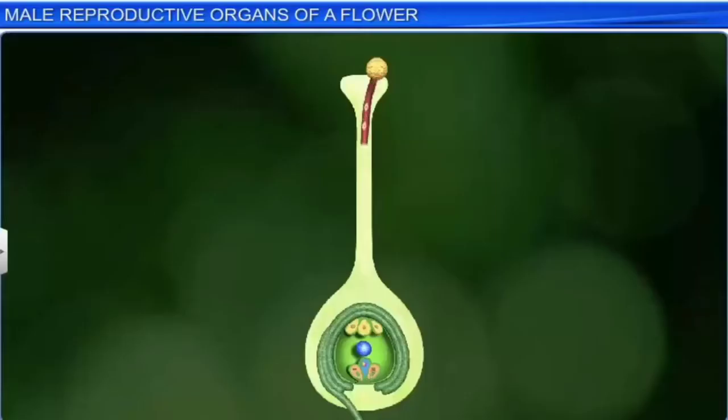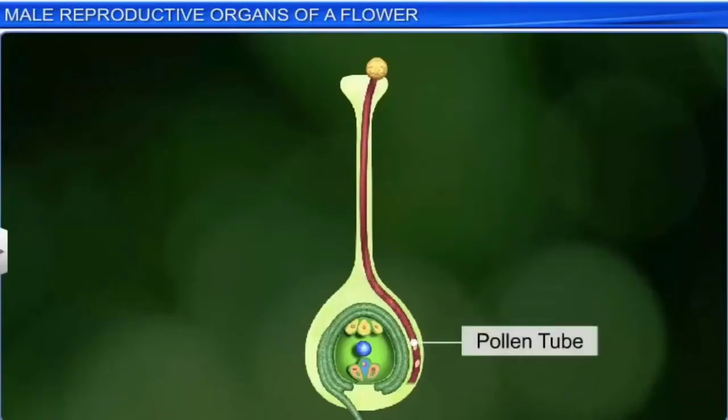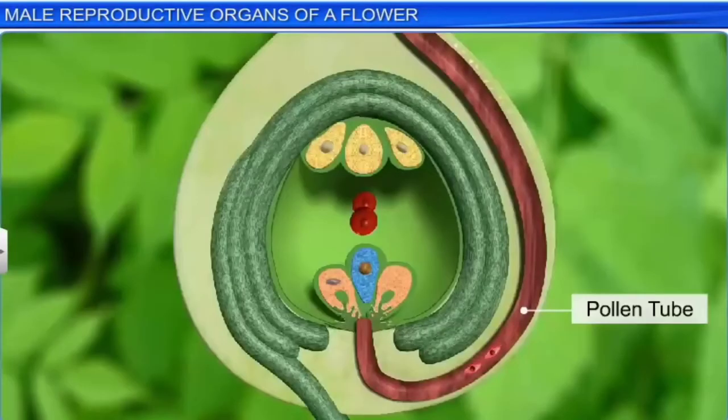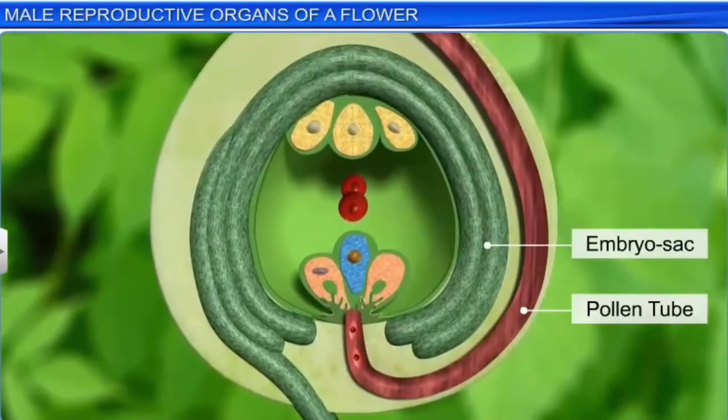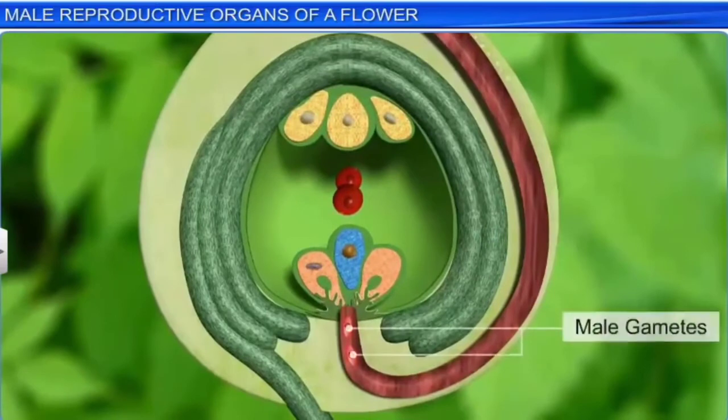When pollen grains land on the stigma, they germinate into a pollen tube that carries the male gametes towards the embryo sac. This ability of the pollen grain to deliver the male gametes to the embryo sac is called pollen viability.